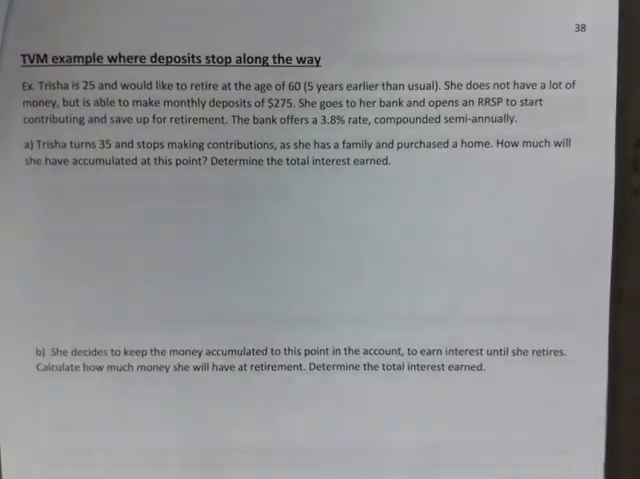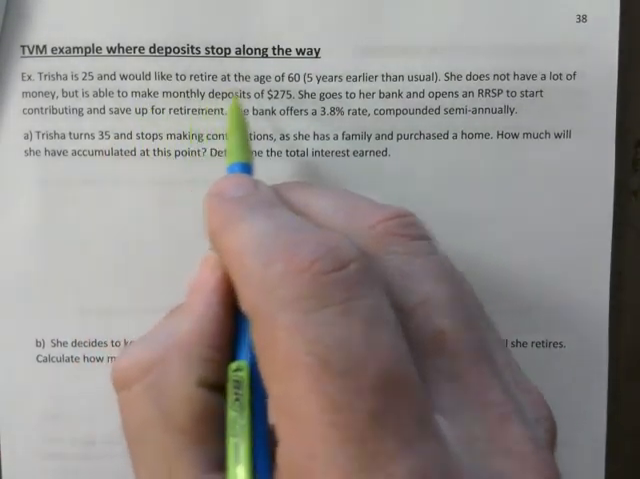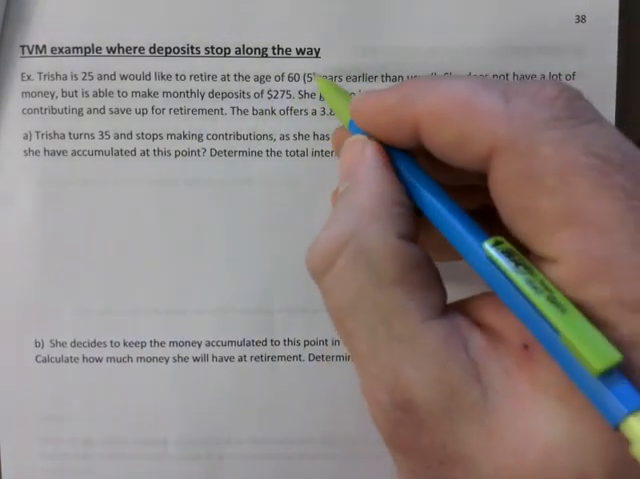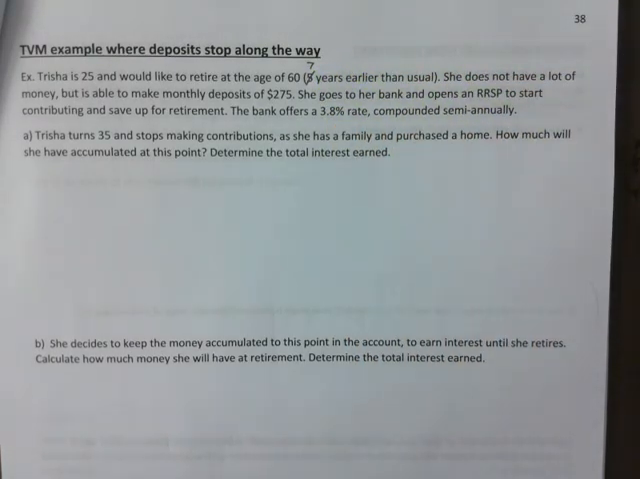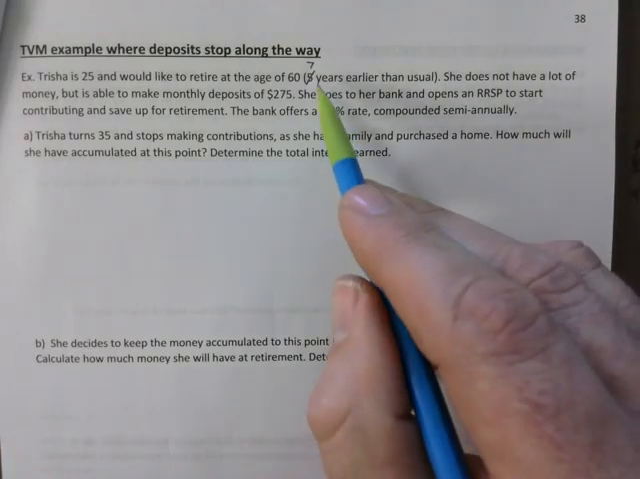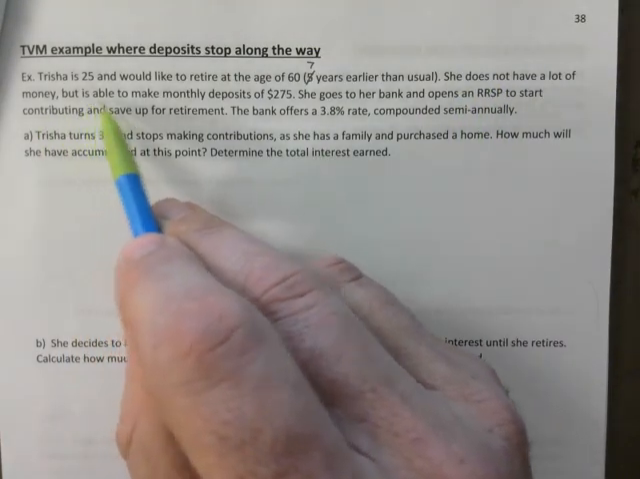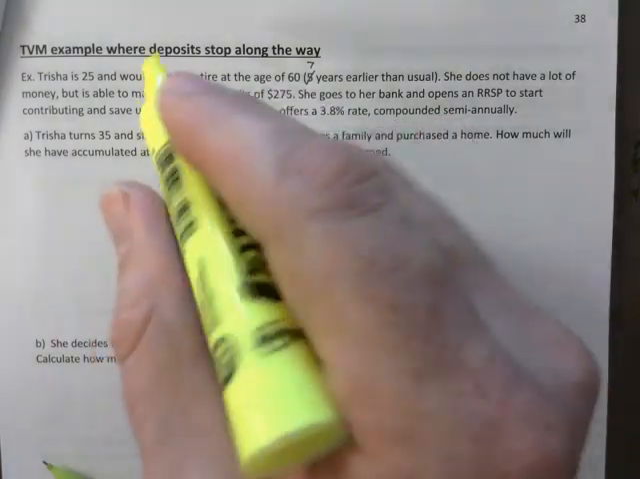And let's try this one out here. Trish is 25 and would like to retire at the age of 60. It's actually 7 years earlier than normal for us, because 67 is now the official retirement age. She does not have a lot of money, but is able to make monthly deposits. That's worth highlighting right there.